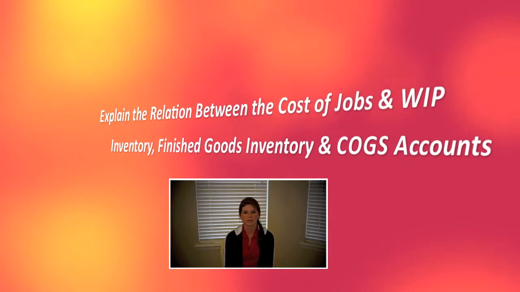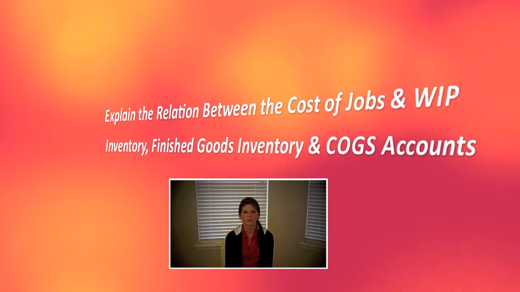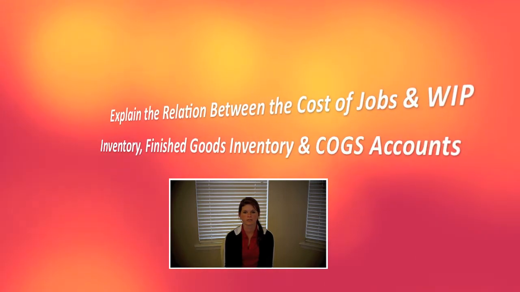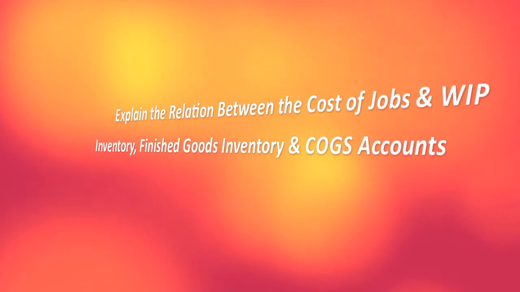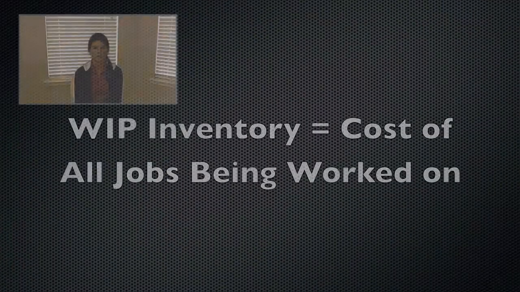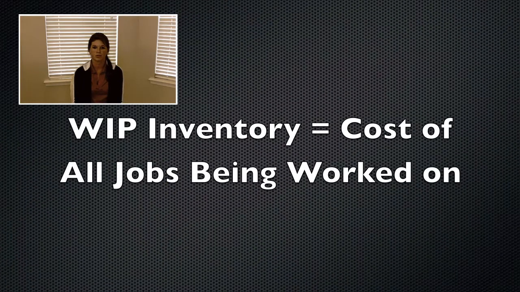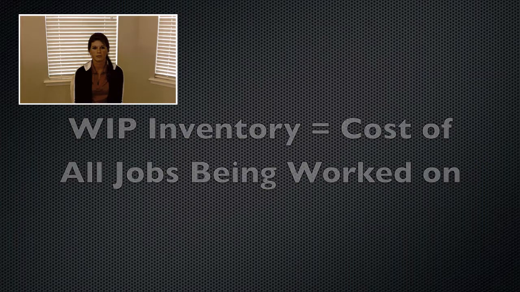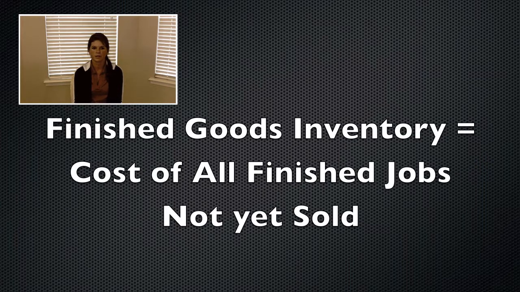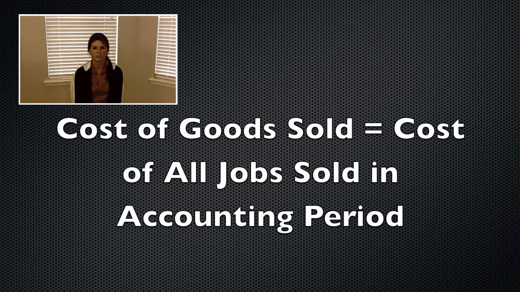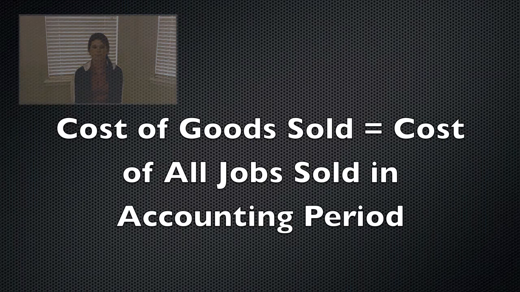Explain the relation between the cost of jobs and the work in process inventory, finished goods inventory, and cost of goods sold accounts. Work in process inventory is the cost of all jobs that are being worked on. Finished goods inventory is the cost of all jobs that are finished but haven't been sold. Cost of goods sold is the cost of all jobs that are sold throughout the accounting period.